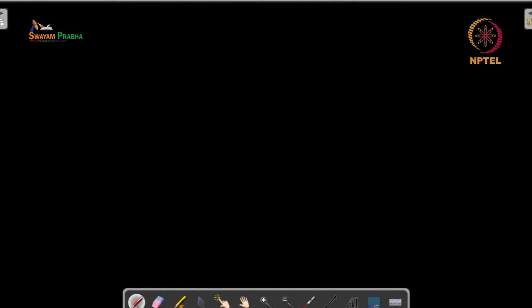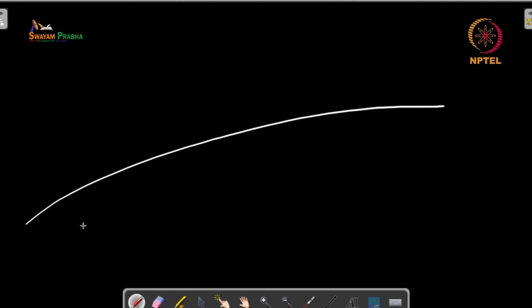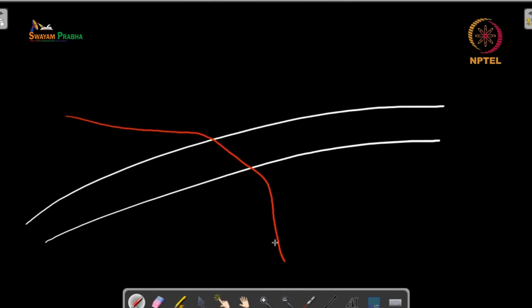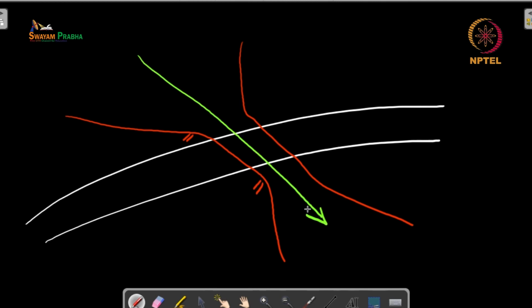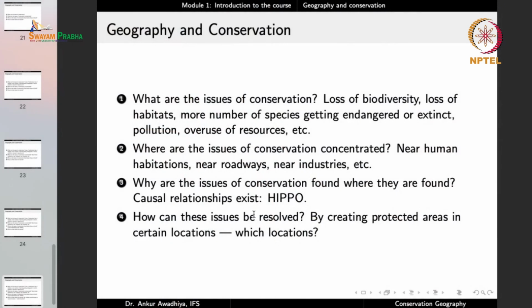In certain other cases, we go with overpasses, meaning that if you have this road, then we can construct an overpass, which would be a structure like this. So in this case, we have created a bridge over the road, and the animals can move over this bridge to cross to the other areas. So once we know the kinds of issues that are there, we can suggest certain solutions and resolve these issues by certain interventions.